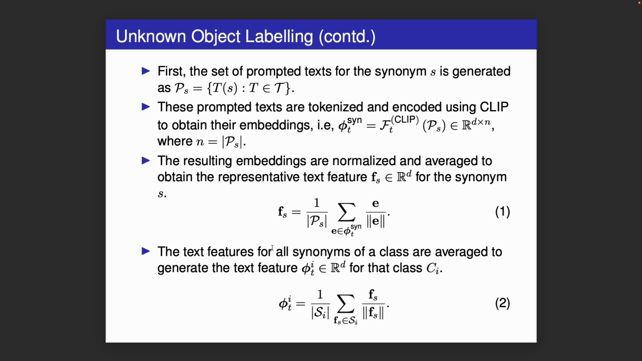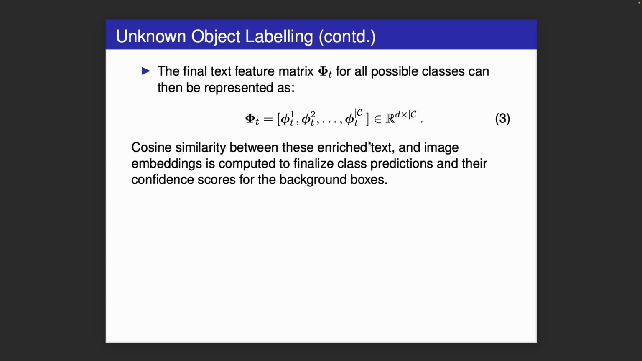Then we take an average over all such synonyms for a class to get the text embedding of the class. To get the final text feature matrix, we just concatenate all the text embeddings corresponding to each class to get this final dimension of D cross cardinality of C. And we just take cosine similarity between these text embeddings and image embeddings to compute the class prediction for the background boxes.